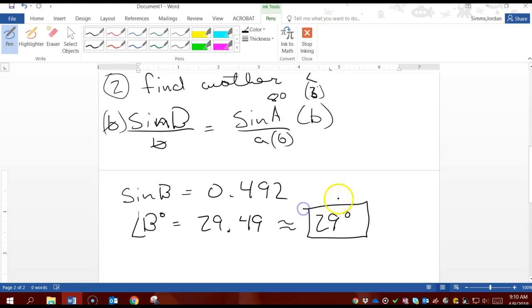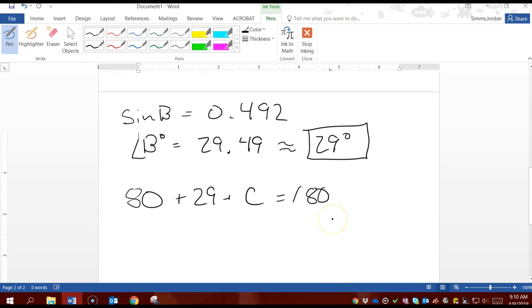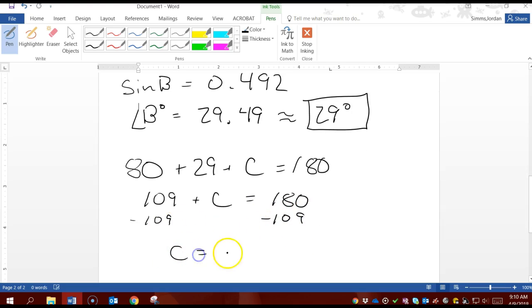All right, and you were super close to that too when I saw what you were working on. So I know angle A is 80, angle B is 29, and if I add that to angle C, I'm going to get 180. So let's figure out what angle C is now. 80 plus 29 is 109, plus C is 180. Then I'll subtract 109 from both sides. Or you could just add them up and subtract from 180. Same deal. So 180 minus 109 is 71 degrees. So there's our angle C. We know A, B, and C now. We know sides a and b, so now let's find side c.